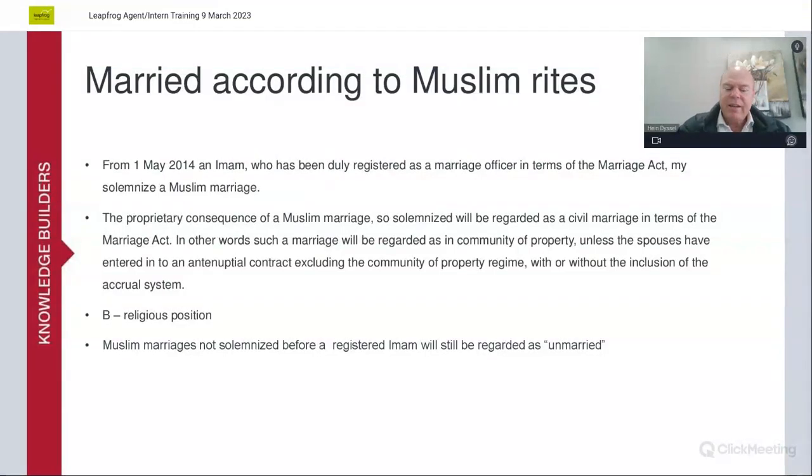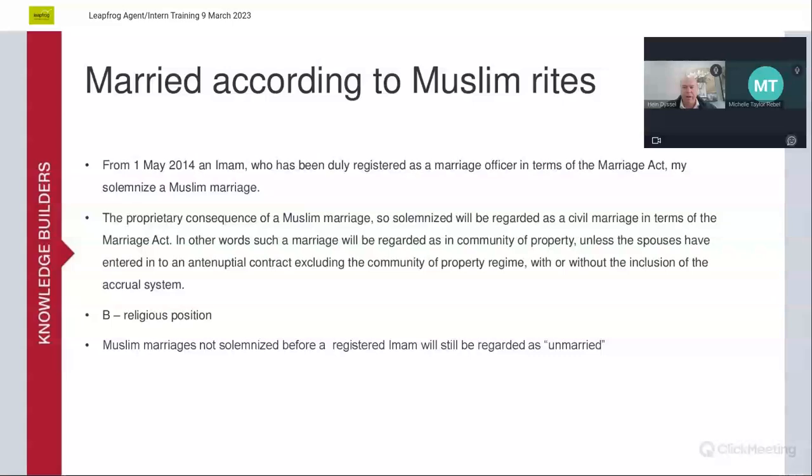So that is the difference in the Muslim marriages. It is always good to ask for a copy of that marriage certificate when they got married, and then you'll be able to pick up whether it was in front of an imam that is registered as a marriage officer or not, whether it's just a traditional or customary Muslim marriage, and the certificate that was issued by the imam with all their figures and printing, etc. In that case, they are seen as unmarried.